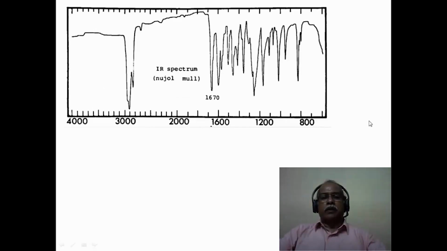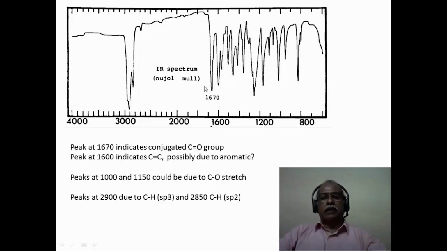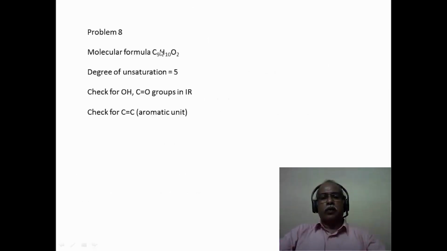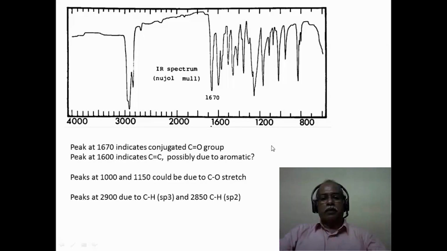This is the infrared spectrum of this compound. The carbonyl peak is very clearly seen at 1670. 1670 corresponds to an alpha beta unsaturated or a conjugated carbonyl functional group, and the 1600 peak, which is this particular peak here, corresponds to C double bond C, possibly because of an aromatic unit that may be present here. Now the peaks at 1000 and 1150 could correspond to a CO single bond stretching frequency. The molecule has two oxygen units, so it could be one carbonyl and another oxygen may be present as a C single bond O in this particular case.